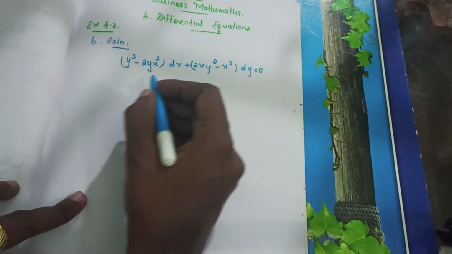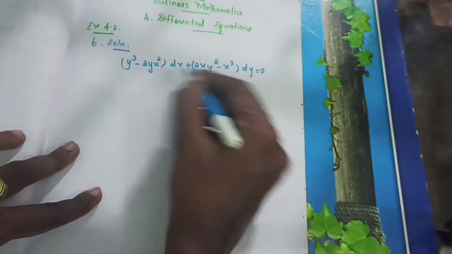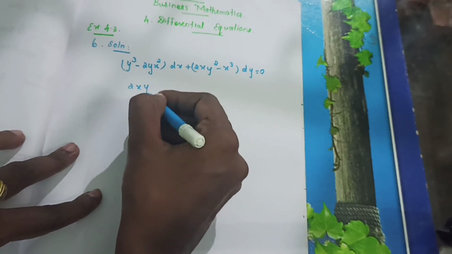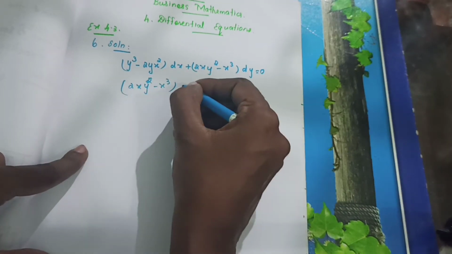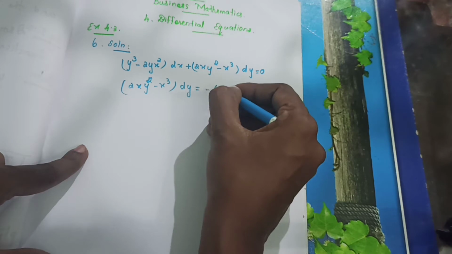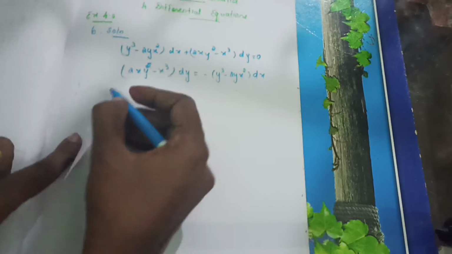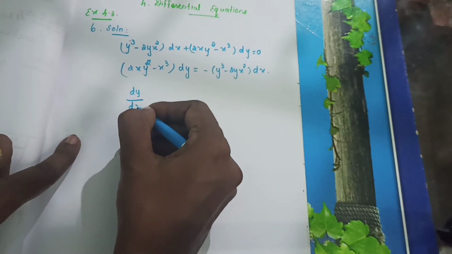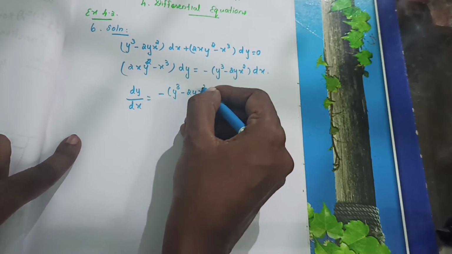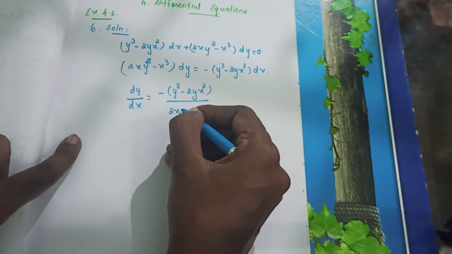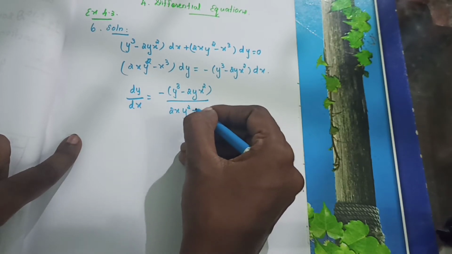First I am going to write it in the form of dy by dx. We will bring this term to this side. So (2xy square minus x cube) dy is equal to minus of (y cube minus 2yx square) dx. So dy by dx is equal to minus (y cube minus 2yx square) divided by (2xy square minus x cube).